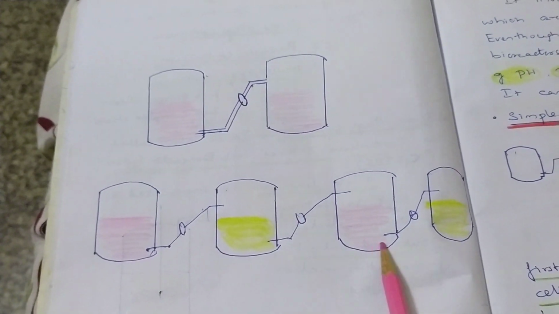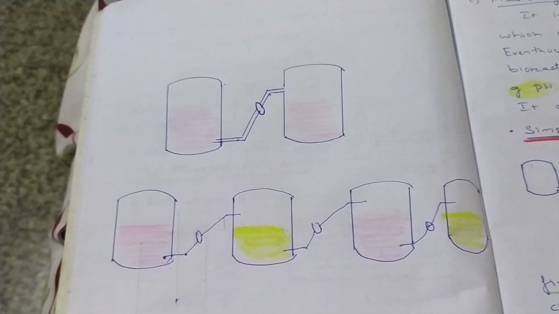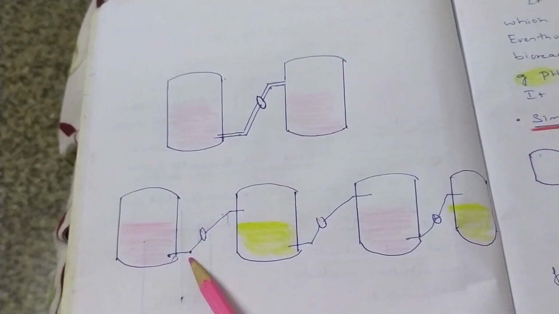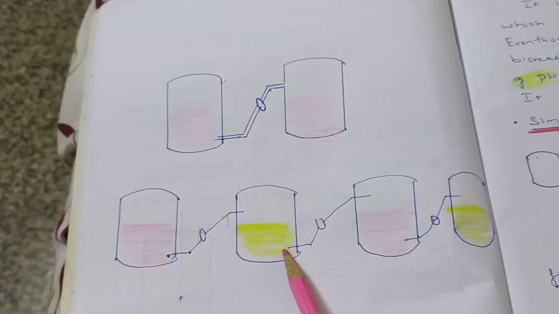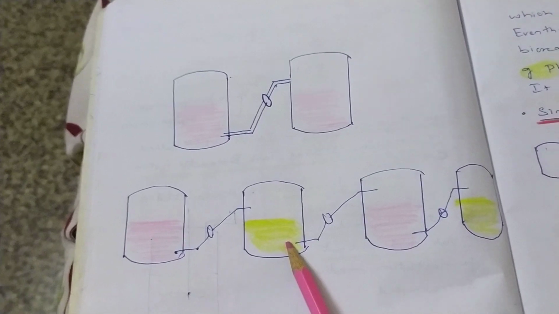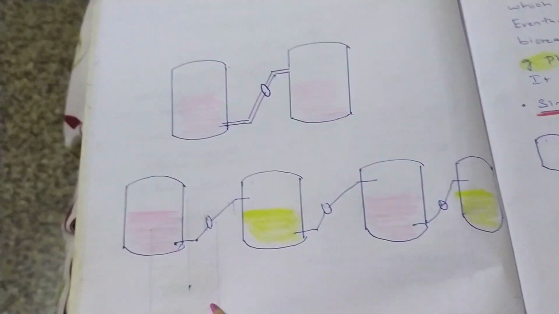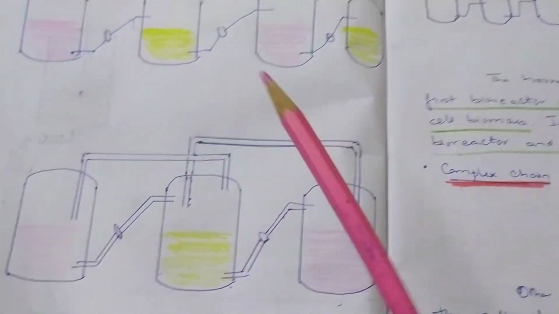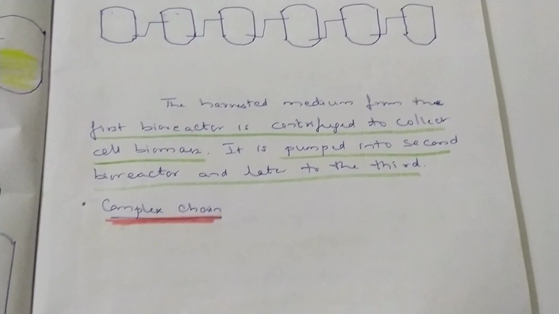This is also a similar setup, whatever you are seeing here. Simple chain, see? So cells from the previous bioreactor go to the fresh one, making this grow, making the time of incubation shorter so that we can harvest sooner. Instead of 20 days, we can harvest within 12 days. Like that. So that is one thing we have to understand, simple chain inflow.